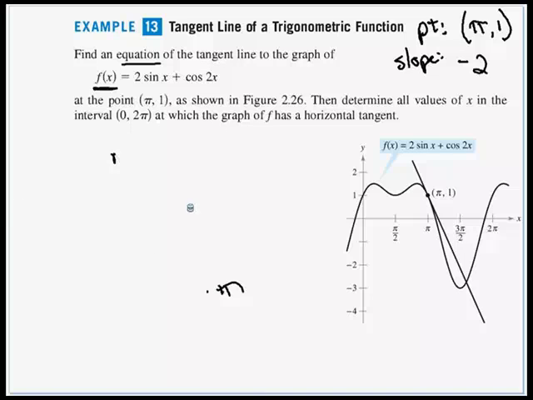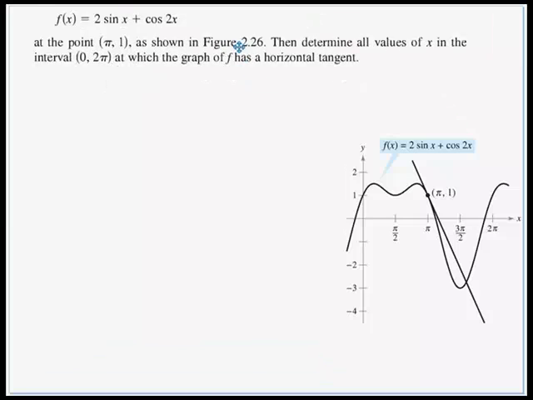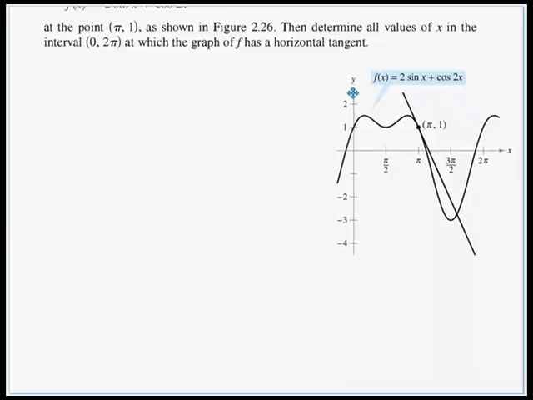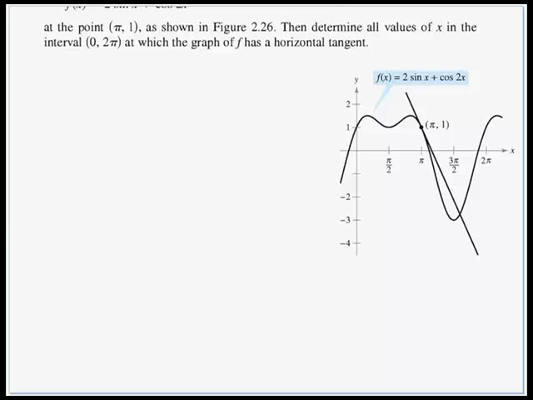Next, determine all values of x on the interval where the graph has a horizontal tangent. Well, what does it mean to have a horizontal tangent? It means that the slope is 0. The derivative is 0. And we can get an idea from the picture here how many of those there might be.